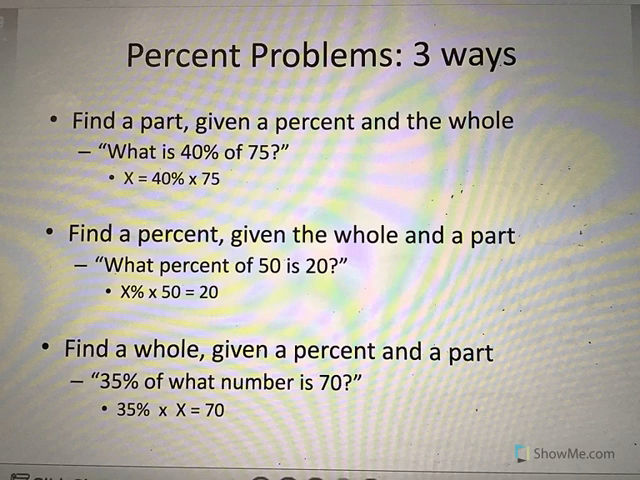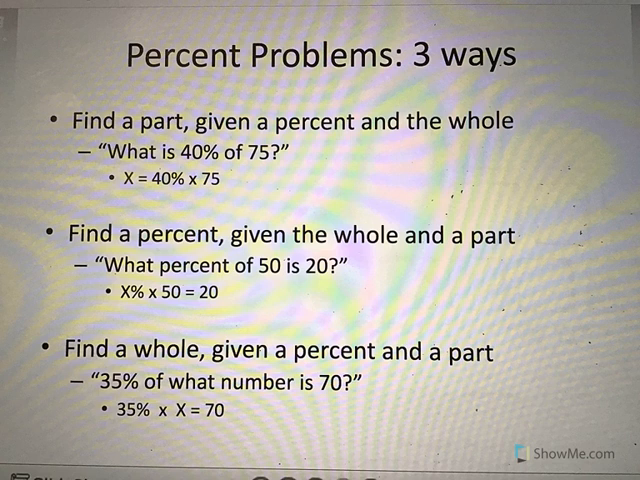All right, in this video we're going to be talking about percent proportions, finding percents of numbers, which can be a little intimidating at first, but if you know how to set up the proportion, or if you know how to translate the math, it's actually really easy. So here are three ways that you could see it.